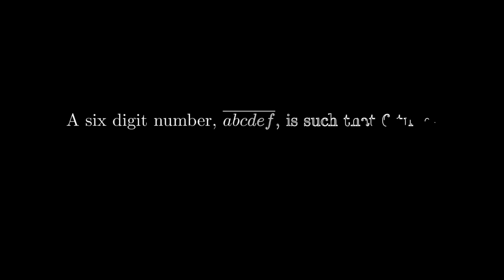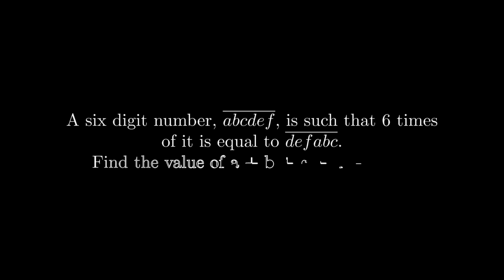This is an entry-level maths Olympiad problem which might seem difficult, but actually it is easy. A 6-digit number abcdef is such that 6 times it is equal to defabc. Find the value of a + b + c + d + e + f.